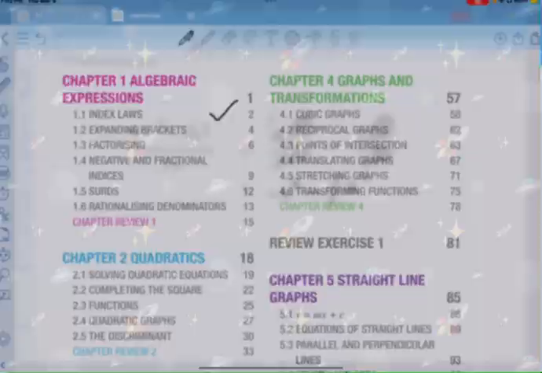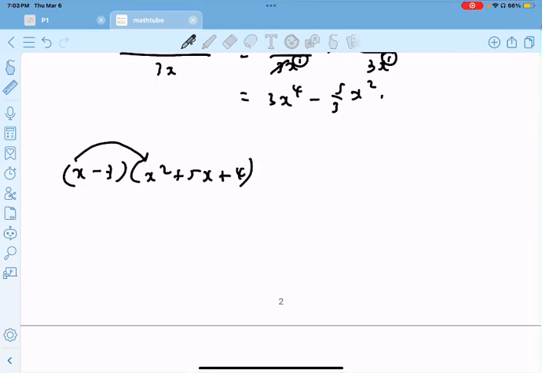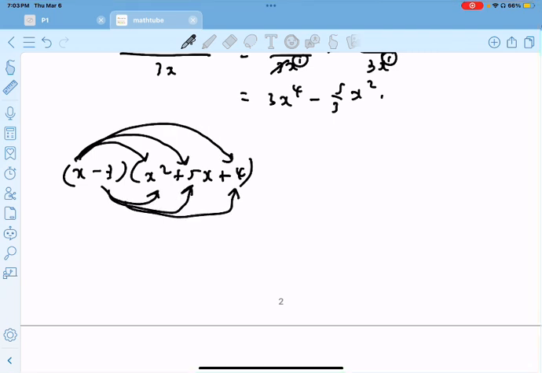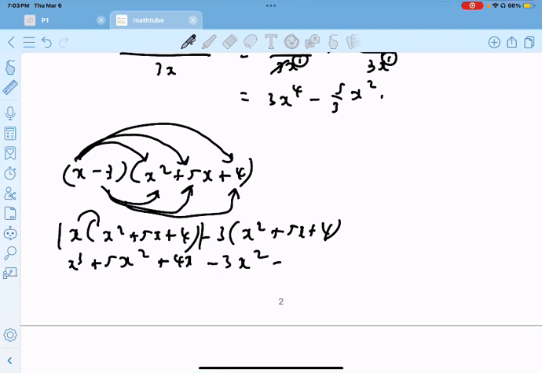That is the index laws. Expanding brackets now. Let's take an example: (x minus 3)(x squared plus 5x plus 4). What you will do is go term by term and multiply each of these. Then you will come back and multiply the next term as well. How do we do this? You'll write x(x squared plus 5x plus 4), minus 3(x squared plus 5x plus 4), and you simplify all of this. You get x cubed plus 5x squared plus 4x, and then minus 3x squared, minus 15x, minus 12.